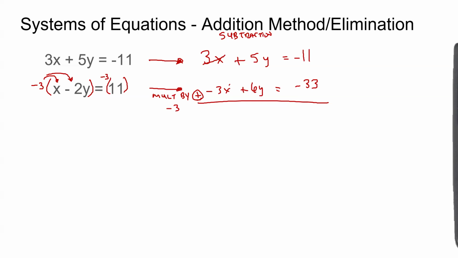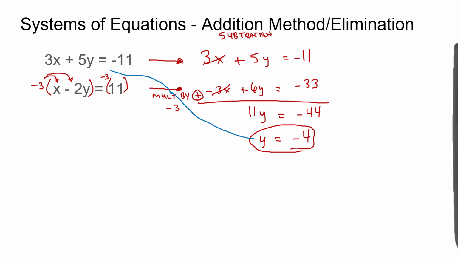3x minus 3x, those are going to cancel. 5y plus 6y is 11y. -11 minus 33 would be -44. When I divide by 11, I get -4. So we've got one answer. I need to substitute that back into either the top equation or the bottom equation. You get to pick. I like that the bottom equation doesn't have a coefficient on x, so I wouldn't have to deal with the 3. That's going to be a little bit easier. So let's drop it in right there.